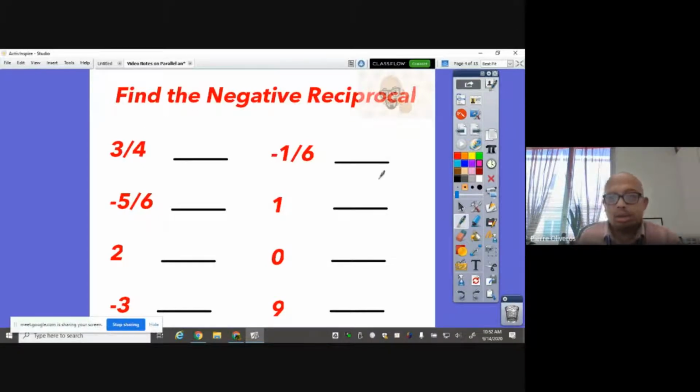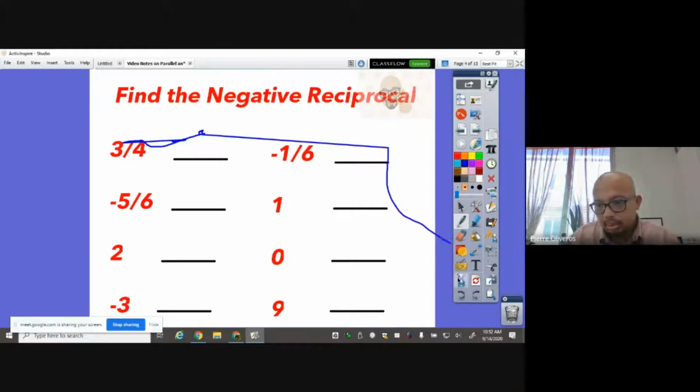Now, so there you go. You have tried to find the negative reciprocal of the slope here. So the negative reciprocal of 3/4 is, that's positive, so this will be negative now.